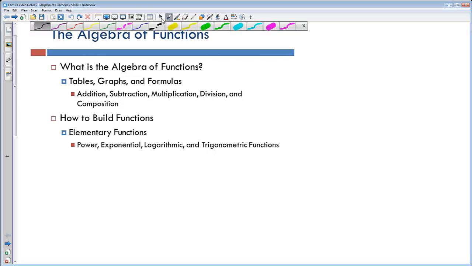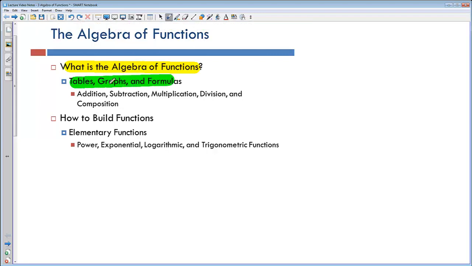It's time for Fun with Math, and today we're going to talk about the algebra of functions. What is the algebra of functions? The idea is pretty simple. We're going to take a look at some examples involving tables, graphs, and formulas, and when we add, subtract, multiply, divide, and compose them. And that's the algebra of functions.